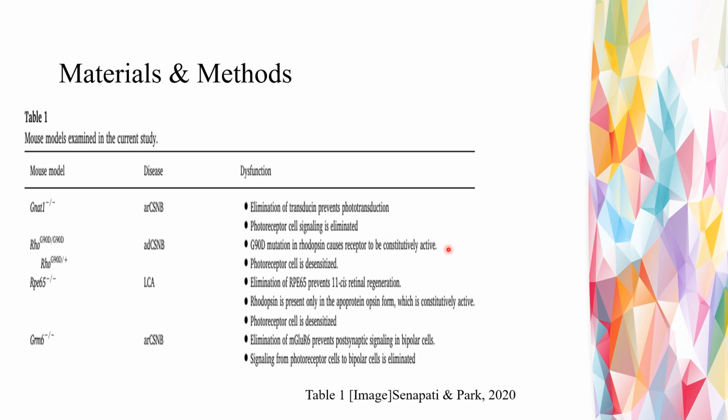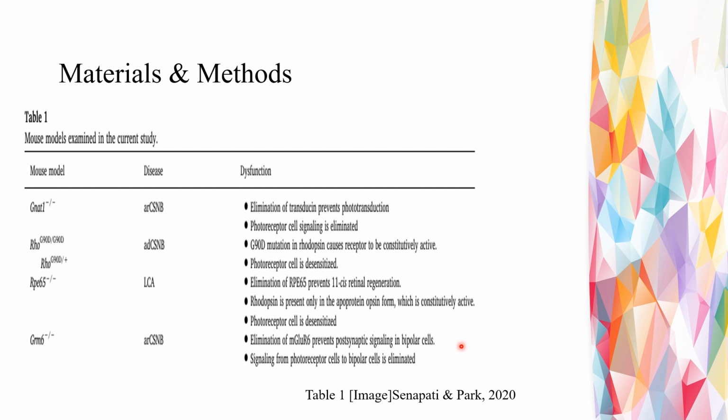The G90D mutation in rhodopsin causes the receptor to be constitutively active. Photoreceptor cell is desensitized. Elimination of RPE65 prevents 11-cis retinal regeneration. Rhodopsin is present only in the apoprotein opsin form, which is constitutively active. Photoreceptor cell is desensitized.